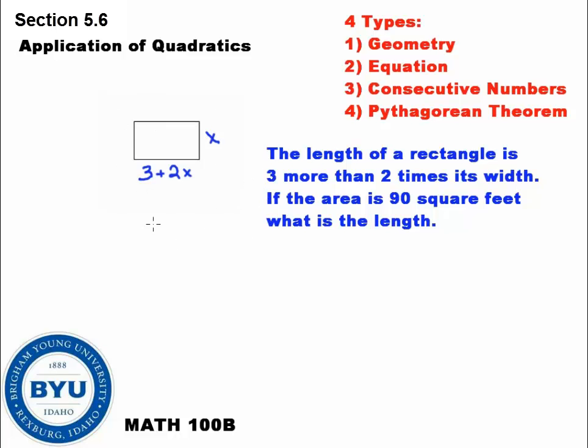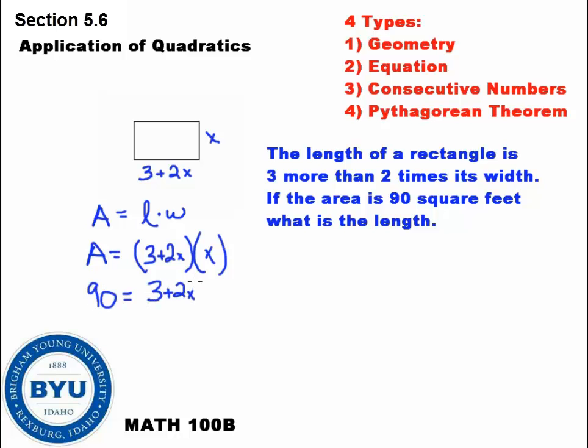It says if the area is 90 square feet, we know that the area of a rectangle is length times width. So the area of this rectangle is simply the length, which is 3 plus 2x, times x. And they even told us what the area is. The area is 90. So we go ahead and write in each of these steps to work on solving these types of application problems. From here, we can simply distribute the x in. So I get 90 equals 3x plus 2x squared. And now we're exactly where we were in our last video on solving quadratics.